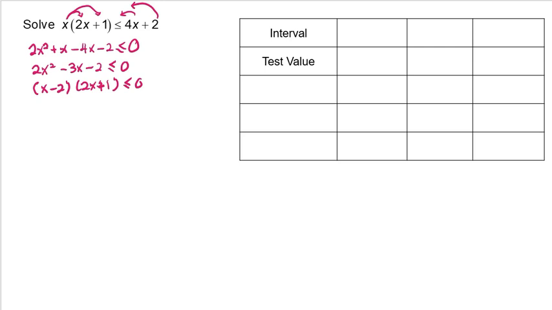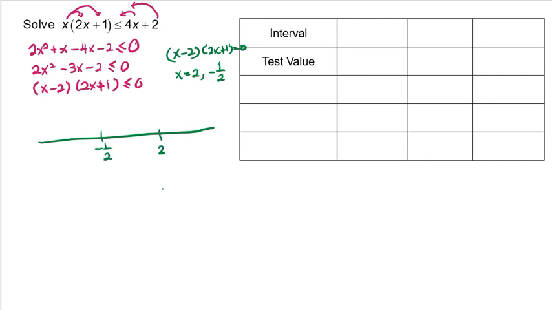Now in the next step we have to find the critical points. How to find the critical points? You just need to consider x minus 2 and 2x plus 1, which is equal to 0. Therefore we have x equal to 2, and another one -1/2. So these are the critical values of x. Therefore we have -1/2 and also 2 on this number line.